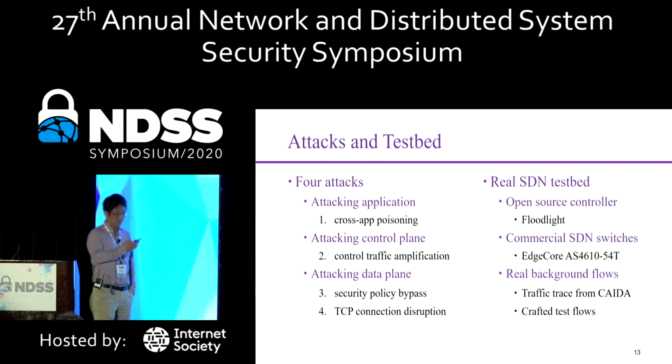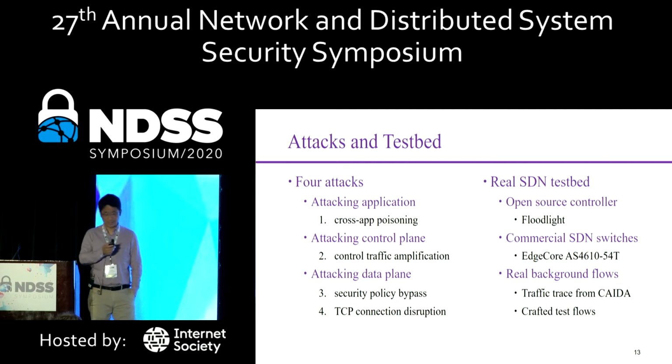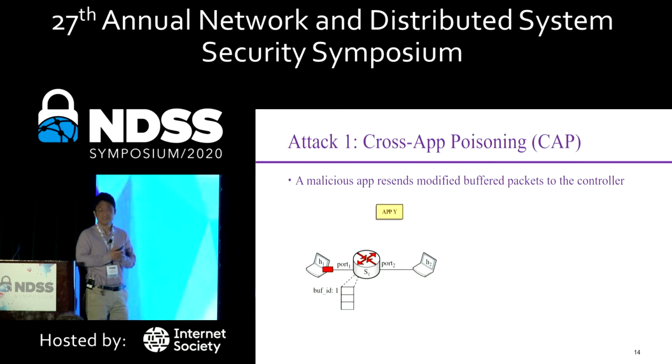These attacks target different layers, right? The application layer, the control layer, and the data plane layer. We also verify all those attacks on a real SDN testbed with a Floodlight controller and some real physical switches, and we generate some background flows using the KDD database. So the first attack is called a cross-app poisoning attack.